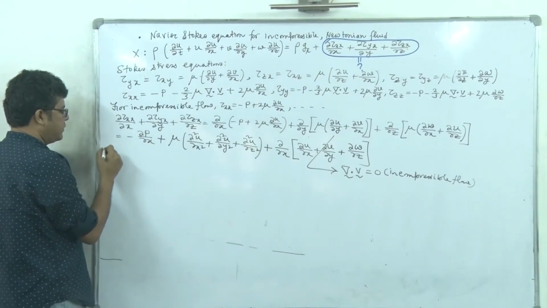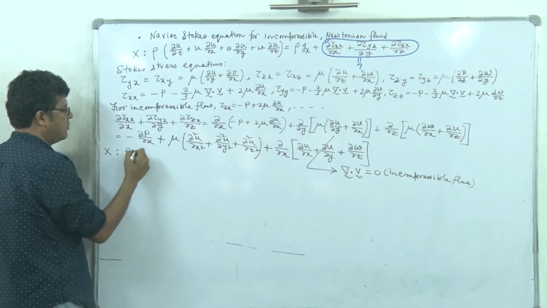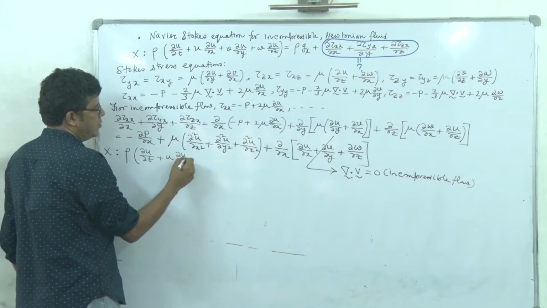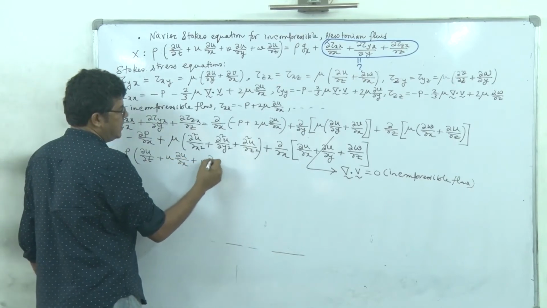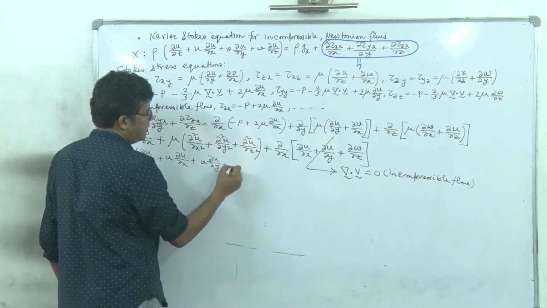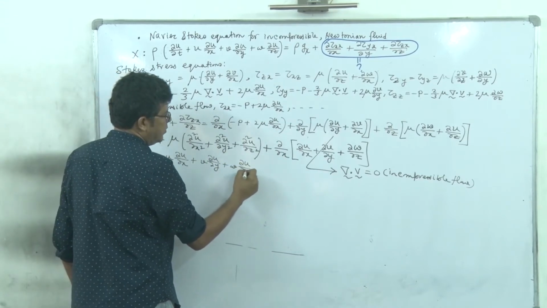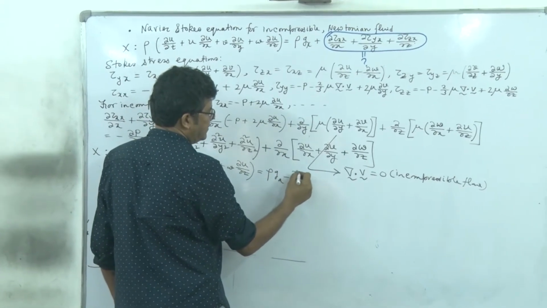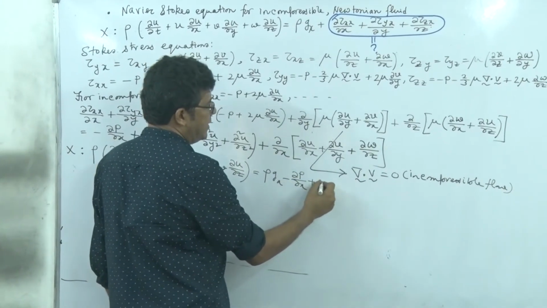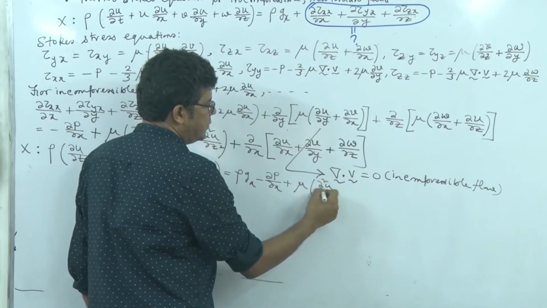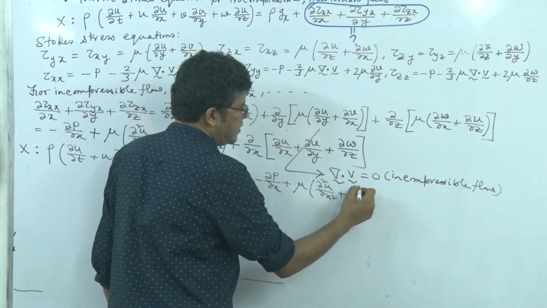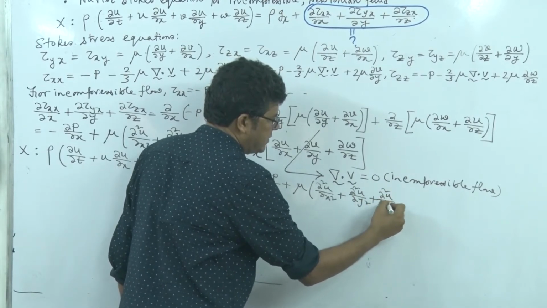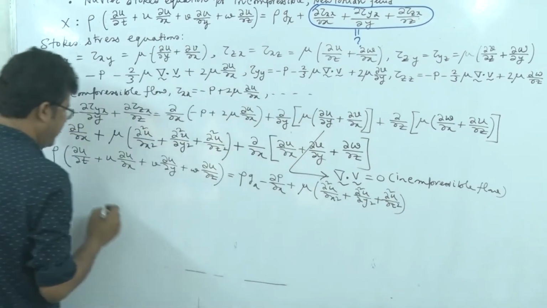So the expression for the x direction will become rho into del u del t plus u del u del x plus v del u del y plus w del u del z is equal to rho gx minus del p del x plus mu into del square u del x square plus del square u del y square plus del square u del z square. This is the x directional term.